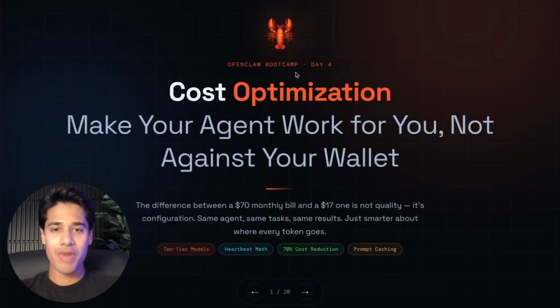Yesterday, you met every model provider that OpenClaw supports. You installed Ollama, ran a local model, compared cloud versus local, and built the mental framework for which model fits which job. That was the knowledge layer. Today, we turn that knowledge into money saved.